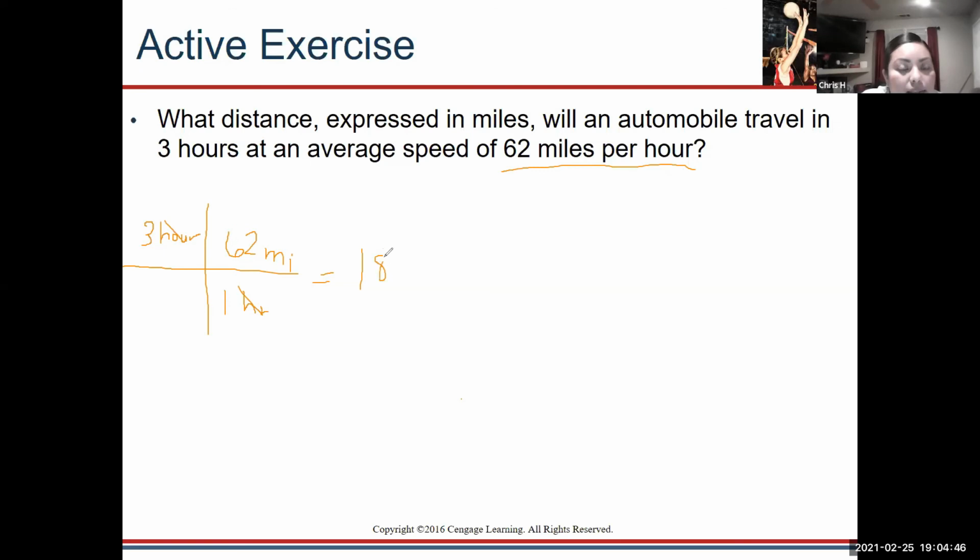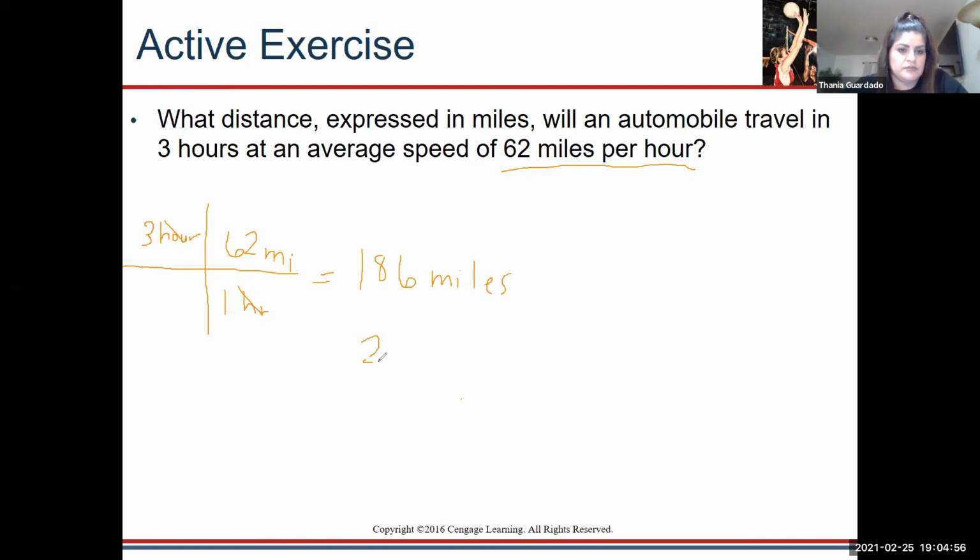186. Okay, so sig figs. How many sig figs do we have? We have 1. 1 sig fig, so what is our answer? 200.